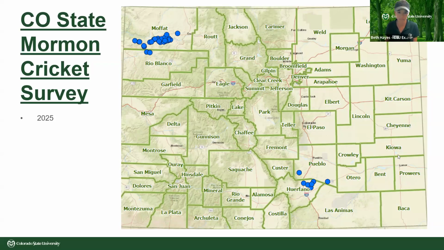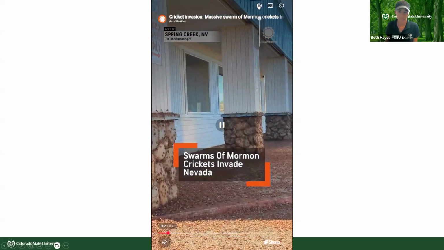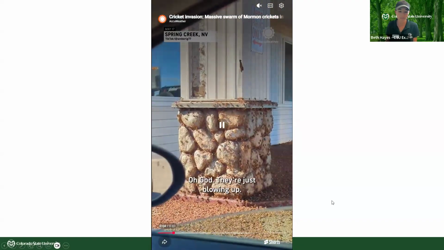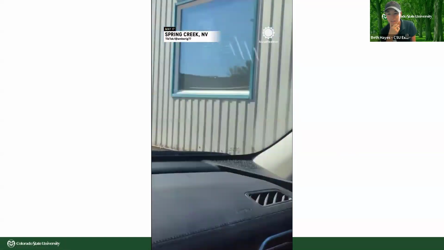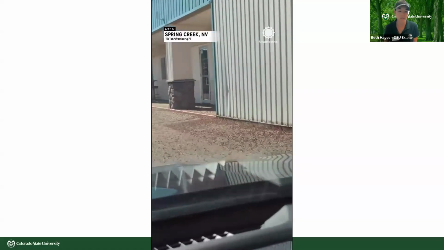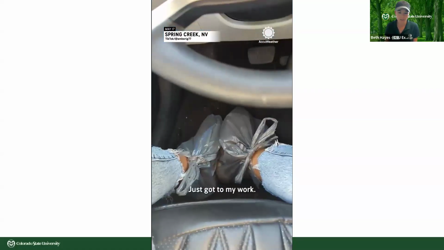So I just want to show this quick video that was posted by AccuWeather about why they're so bad. I'm going to turn the sound off because the sound doesn't matter. Those are all Mormon crickets. This is how they move as a population. There's, I mean, hundreds of thousands.